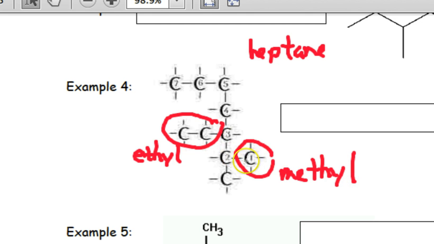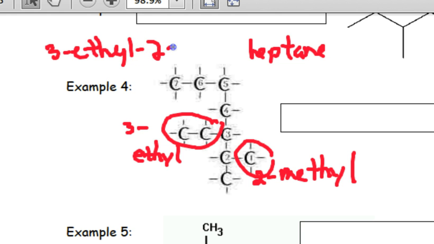Now if you look at it, you notice that the methyl is attached to the second carbon, and the ethyl is attached to the third carbon. So I'm going to put this down, and the ethyl has to go first. So it's 3 ethyl. Notice there's a dash. Another dash because I'm putting another branch. 2 methyl heptane. Yeah, that's the way it is.